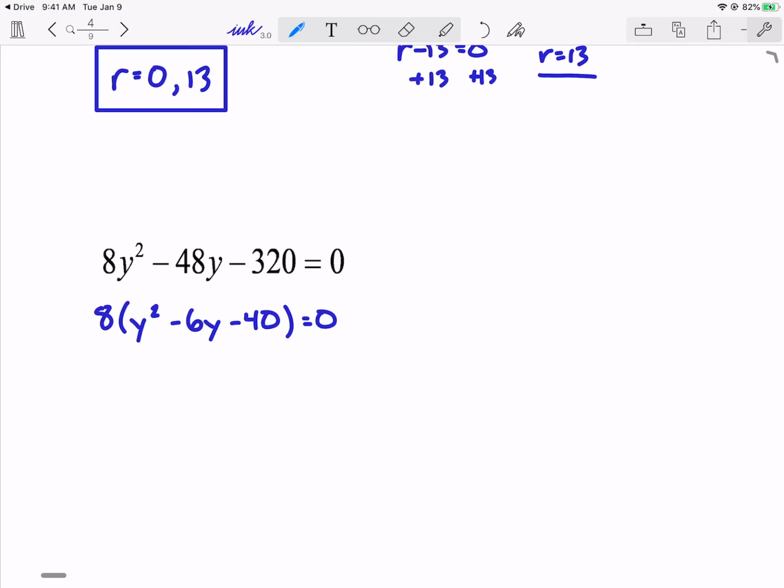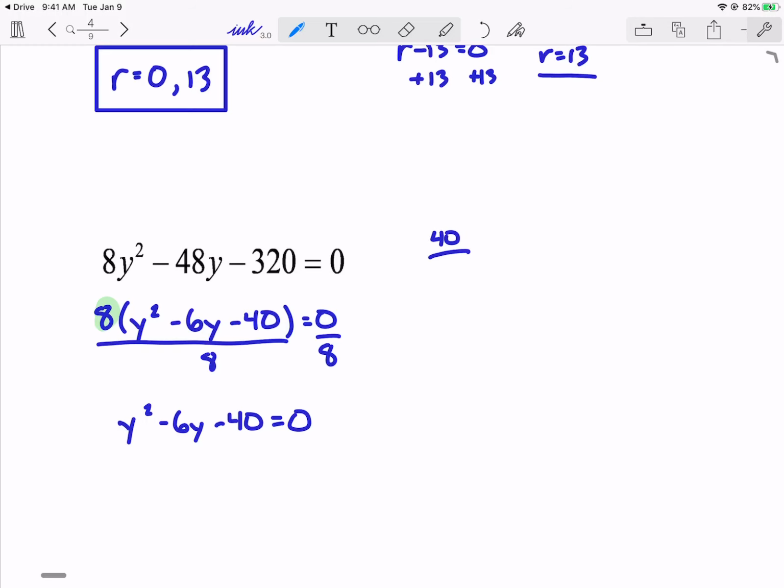And I'm going to do what I did early on. I'm just going to divide by 8, and you're going to see me not show this step going forward. When I divide both sides by 8, I really just end up with y squared minus 6y minus 40 equals 0. So this 8 out front doesn't really contribute to what my solutions to my equation are going to be. I really care about what this is going to factor into.